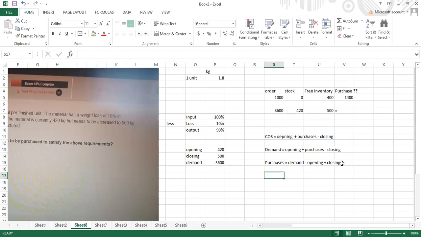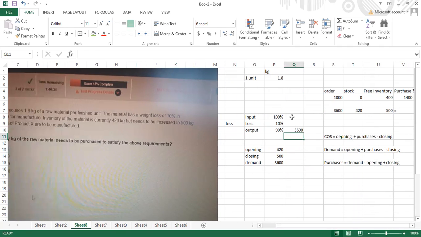Then what you would do, here I just tell you one thing: the demand is there, opening and closing you would write afterwards. This 3600 is the amount that you would write here, right? Because this is your output, you need to see how much input you are going to give. If you want to calculate the input of raw material, you are going to divide it by this 90 and multiply with this 100. So you will get 4000 as your input.